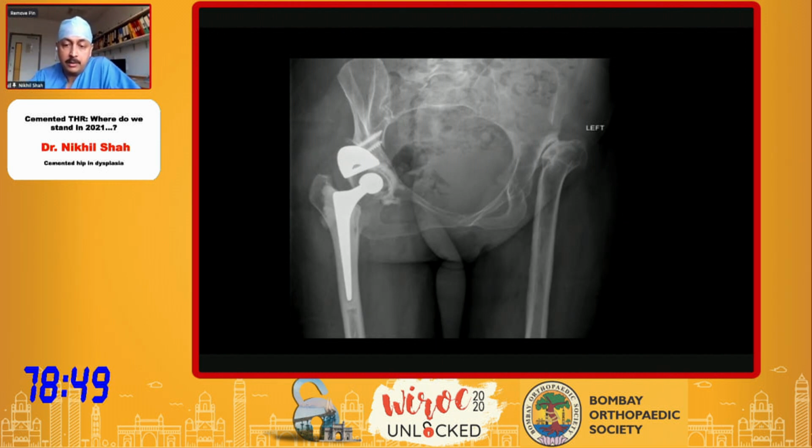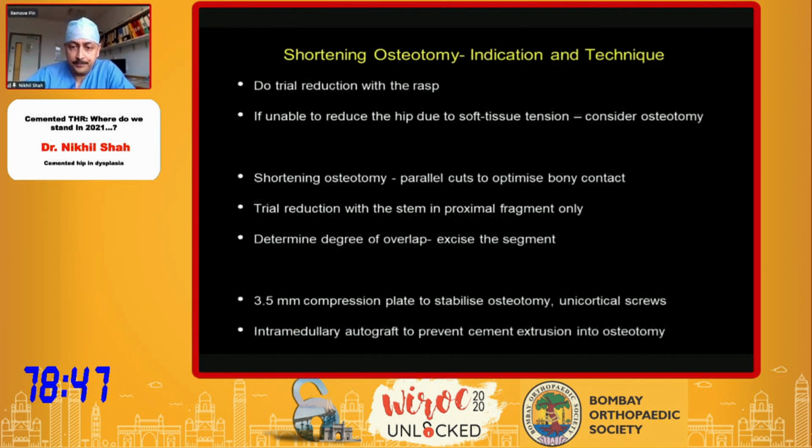So we preferred to use an augment. But when we went to do the other side, which is the left side, we realized that that is the one which will need a subtrochanteric osteotomy. So this is the technique to be used if you want to do a subtrochanteric osteotomy. You do a trial reduction first with your rasp or with your trial stems. And if it is too tight, and if you cannot reduce the hip because of soft tissue tension, then I would consider a subtrochanteric shortening.